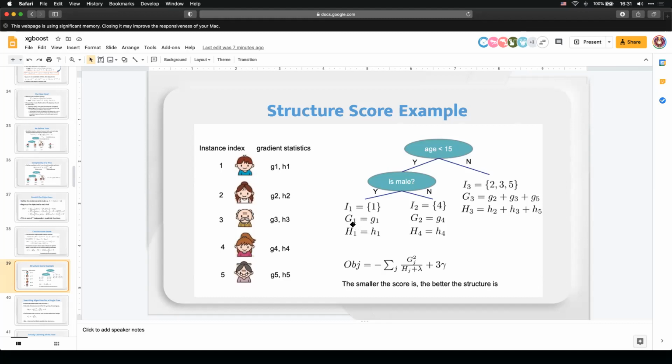And then for each leaf, the G and H can also be found by doing the first order derivatives and the second order derivatives. After these values are calculated, you can substitute those numbers into this function, and then you can get the objective function score of this tree. The smaller the score is, the better the tree structure is. So this gives us a tool to evaluate, given 2 trees and their leaf values and their previous predictions, which tree is better than the other. That's all we got from the slides before.